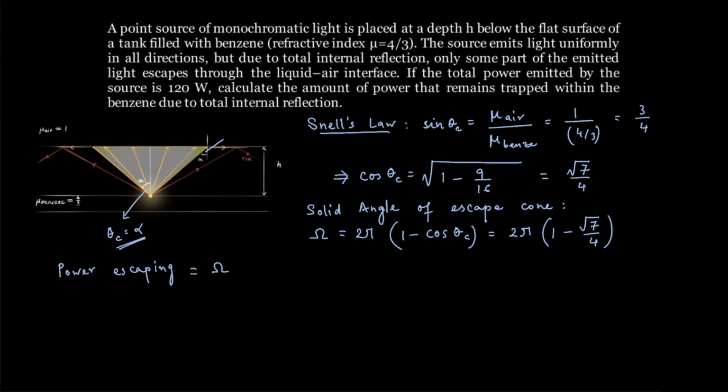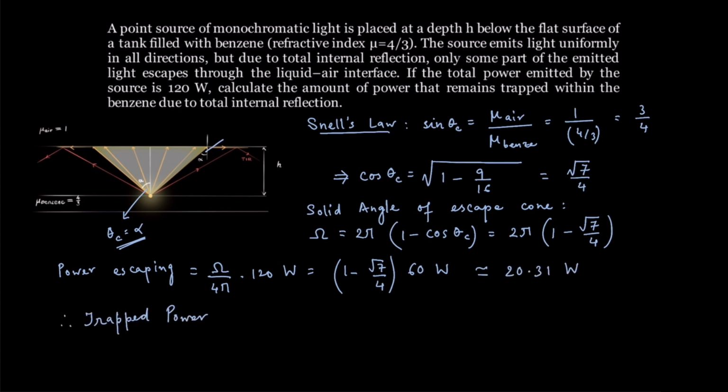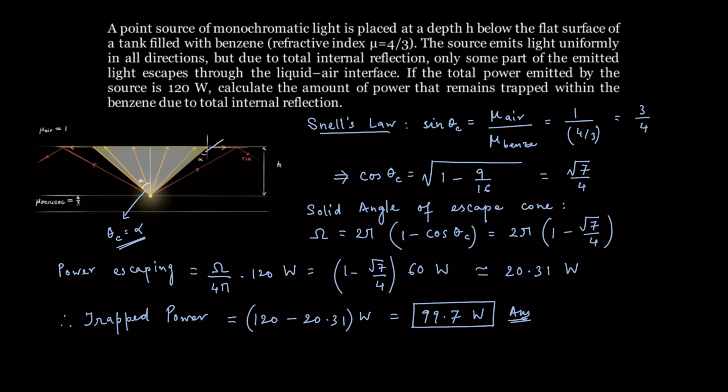And we multiply that with the total power to find out how much light gets out, and here we see that that is equal to 20.31 watts. And we simply subtract that from the original to get the trapped power, so we had the original power as 120 watts, and thus this gives us 99.7 watts as the final answer.